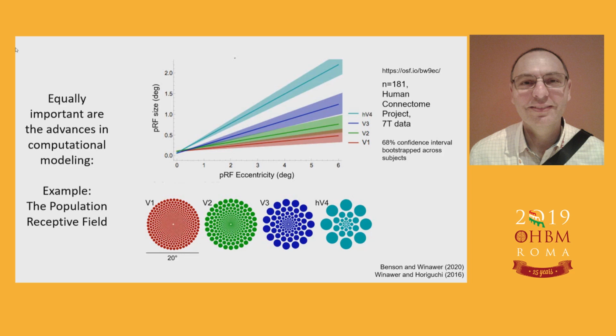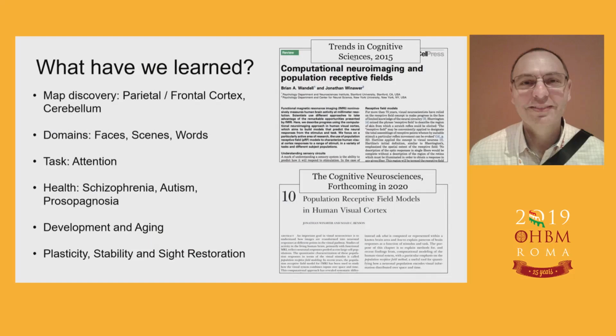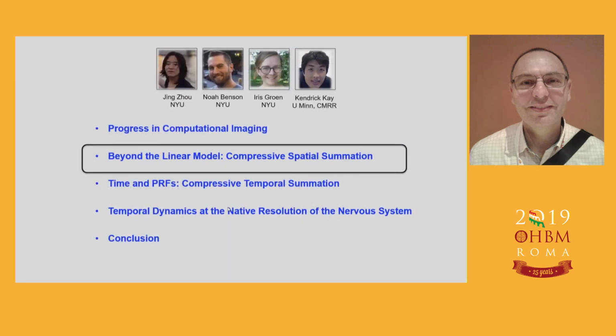Since the method was introduced, we've made a lot of progress and have started to use it to answer a lot of new questions, which I have co-authored a couple of reviews about, where we've described new advances in map discovery, in parietal, frontal cortex, even in the last month, 5 visual maps in the cerebellum, where receptive field models have been used to analyze faces, scenes, and word-responsive regions in the temporal lobe. We've used it to study task, disease, development and aging, plasticity and sight restoration, many topics where we actually did not know the answer 20 years ago from animal literature. So once the method gets established, it becomes very useful to apply to new domains.